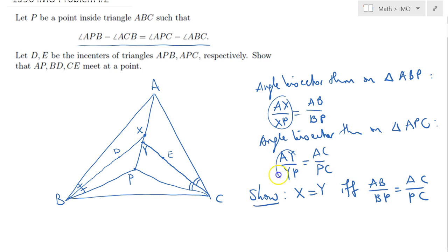And so we need to make the left hand sides equal, suggesting that the right hand sides are equal. So this is the condition that we need to prove, right? So we need to basically show this. If we can show that, that would immediately imply that X and Y are actually the same point, suggesting that these three lines AP, BD, and CE concur at the same point.